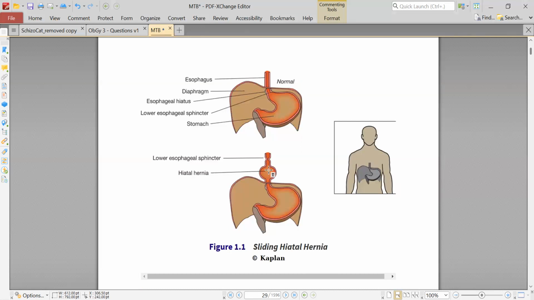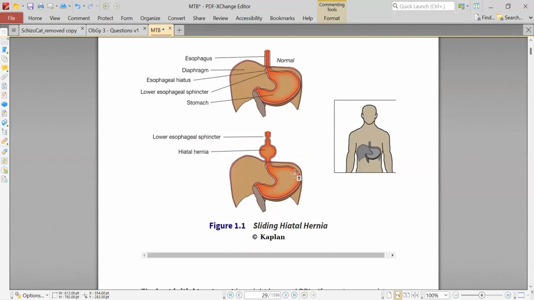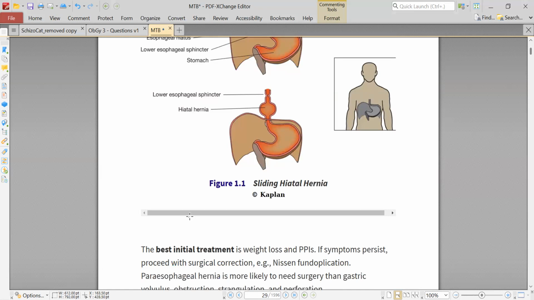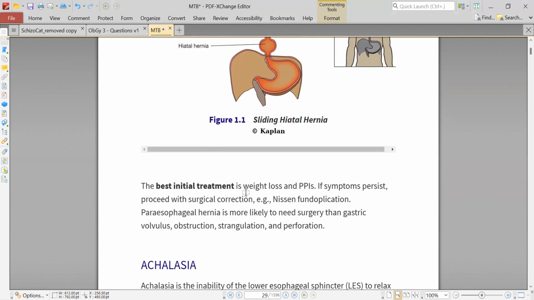So what is going to happen in hiatus hernia? The top part of the stomach is going into the esophagus. So see, this is esophageal hernia. This is the sliding type of esophageal hernia. So what is the best initial treatment? Here it is due to obesity.